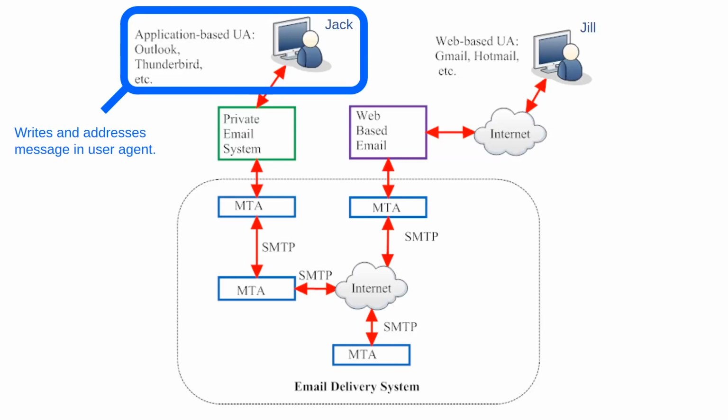Jack will begin by writing and addressing the email using what is called a user agent. In Jack's case, his user agent is an email application that lives on his own computer. Examples of such applications include Microsoft Outlook or Mozilla's open source Thunderbird email application. These applications are compatible with private email systems, like the one that Jack uses.